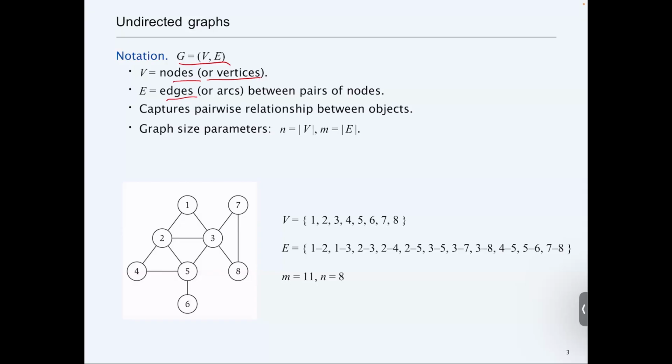In an undirected graph, the edges have no direction. So if node U is connected to node V, then V is also connected to U. The relationship goes both ways. The graph parameters that we're going to constantly use are these. We're going to say that n is the cardinality of your vertex set. It's simply the number of vertices. And m is the cardinality of E, which is just the number of edges.